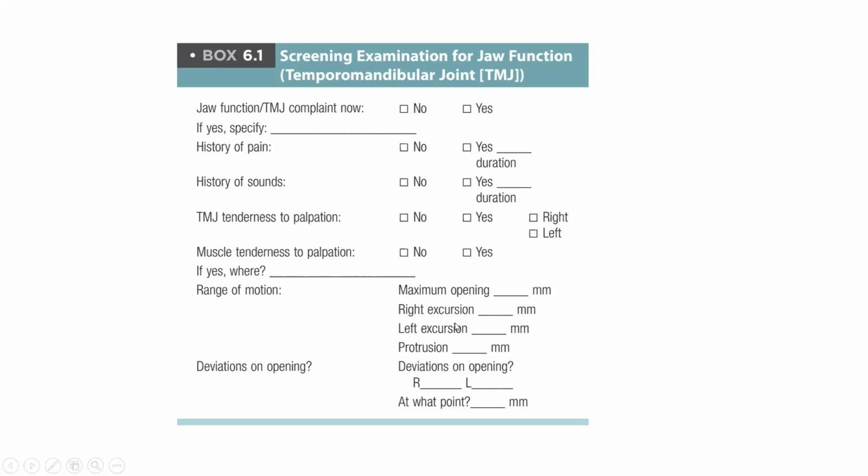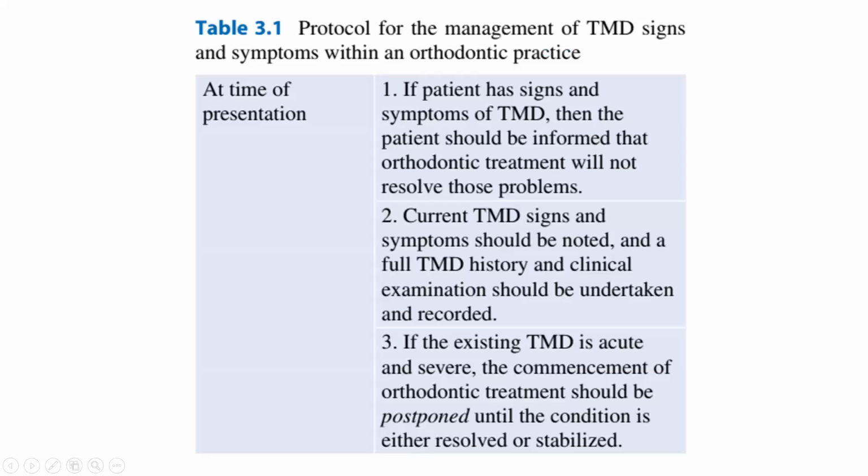And we can also note the maximum opening, the excursion on the left and right side, and the protrusion amount. We can also document the deviation if present to the right or left side, and at what point the deviation is present. We can also document this in the history section.